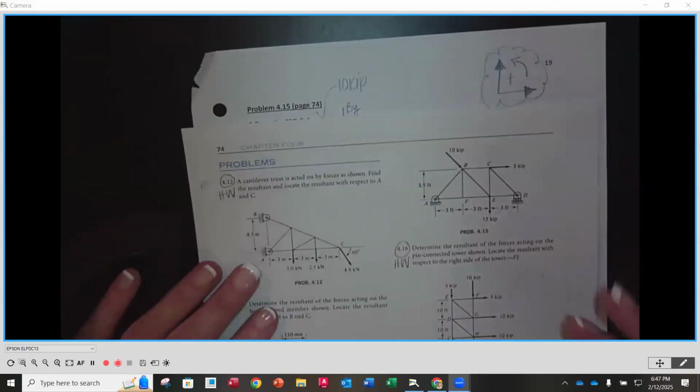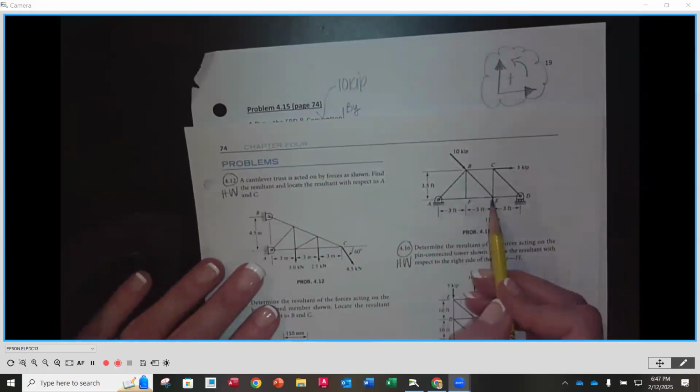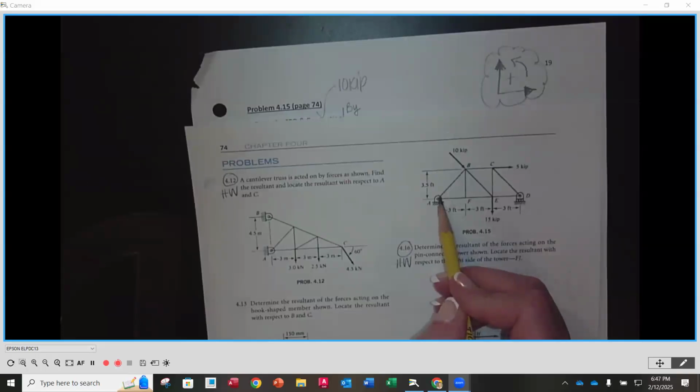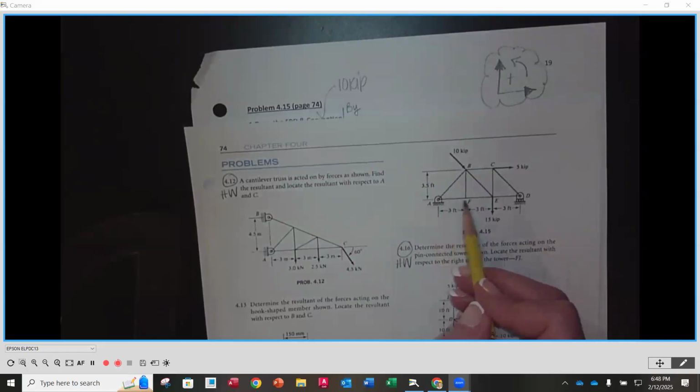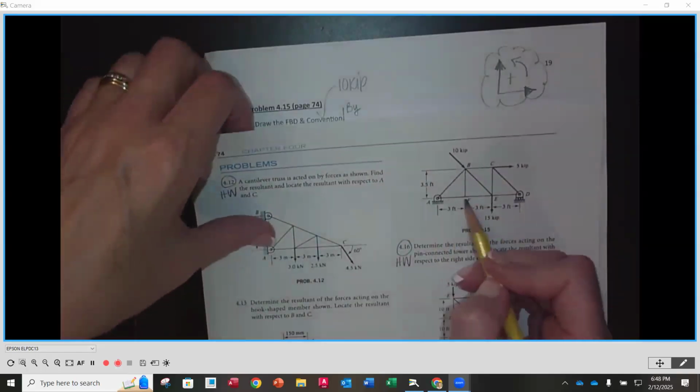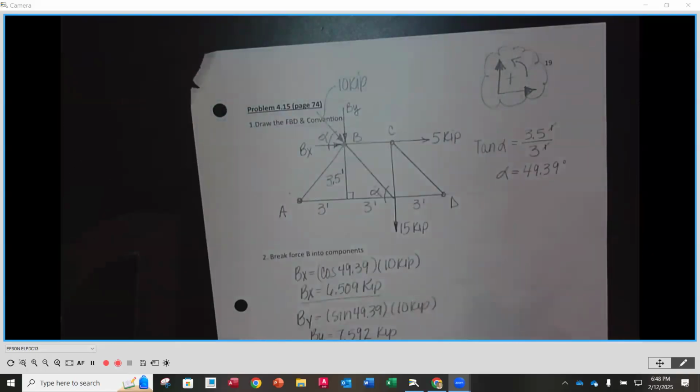So all that means is we want to put it along this line, and we could pick either A or D to sum our moments around, but I'm going to go on the left-hand side, and we're going to sum our moments around A, and then our distance is going to be an X bar distance again. And it's going to be a distance from A.